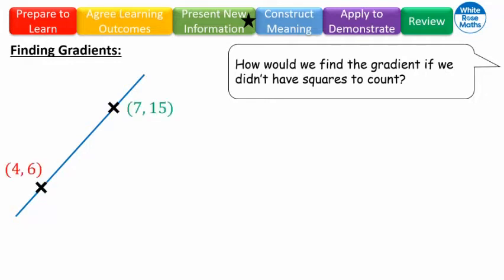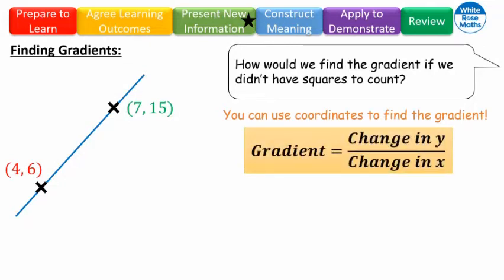So we've got a line here, and we've been given coordinates, okay, which is handy because you can use coordinates to find the gradient. The gradient equals the change in y over the change in x. The over sign essentially means divide by. So what this means is the gradient equals the change in y divided by the change in x. So what we have to work out is the change in y and the change in x.